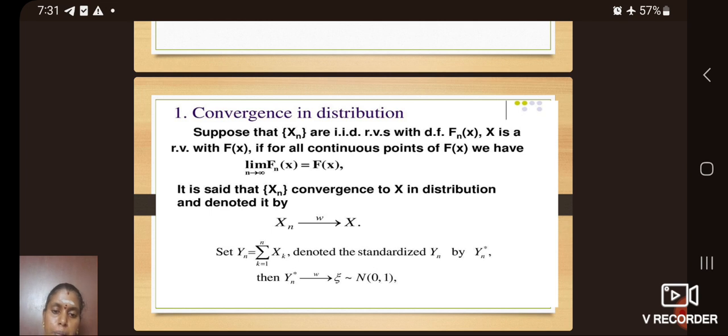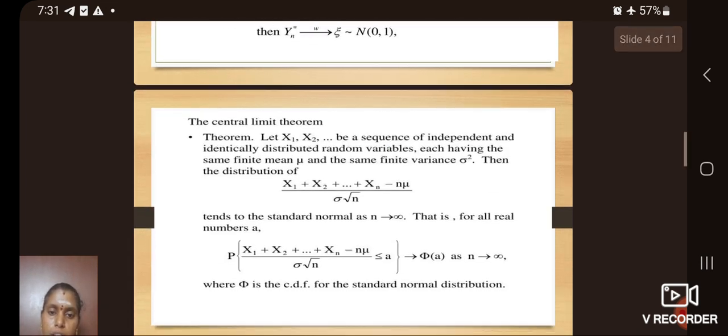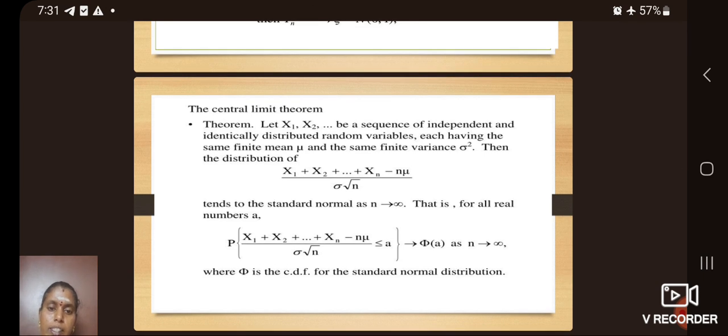Next we see the convergence in distribution. Suppose that the sequence Xn are identically independent random variables with Fn of x, where X is a random variable with F of x. If for all continuity points of F of x we have limit as n tends to infinity of Fn of x equal to F of x, it is said that Xn converges to X in distribution, and it is denoted by Xn tends to X.